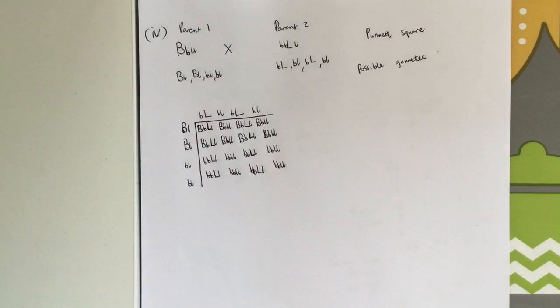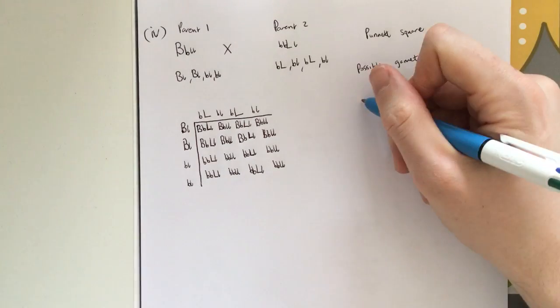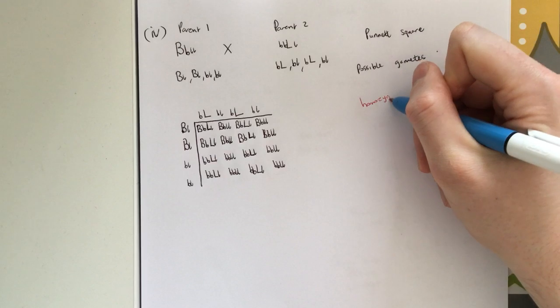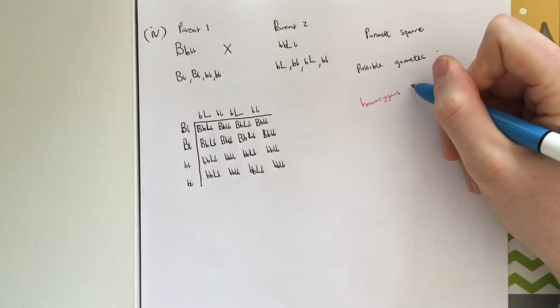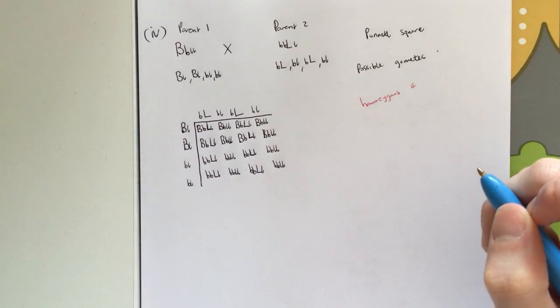Okay. Next thing we need to do is work out percentages. So what percentage of the offspring of this cross are homozygous for short ears? Best thing you can do, underline. Okay, homozygous for short ears. So homozygous for short ears would mean that you have got short ears, so therefore two small l's. Okay, homozygous for short ears.